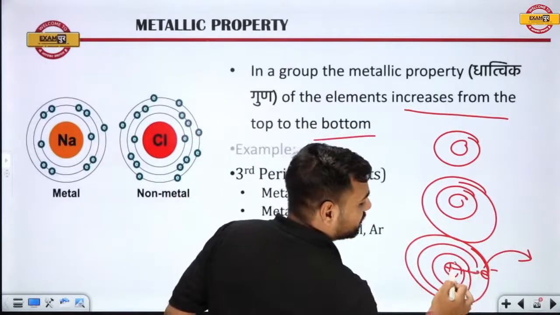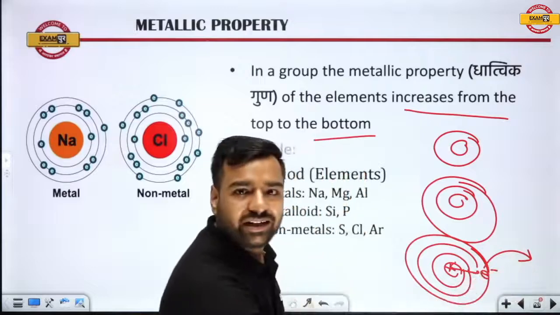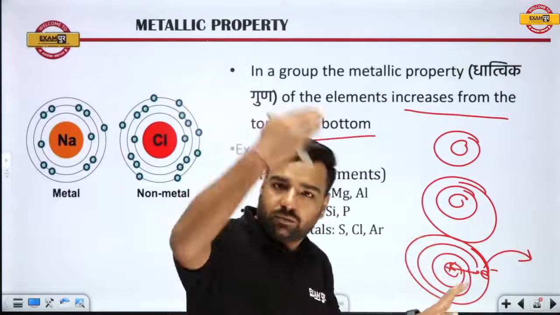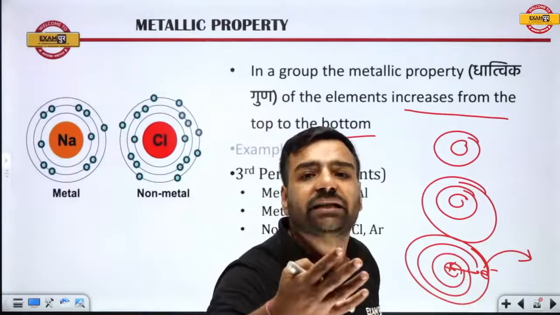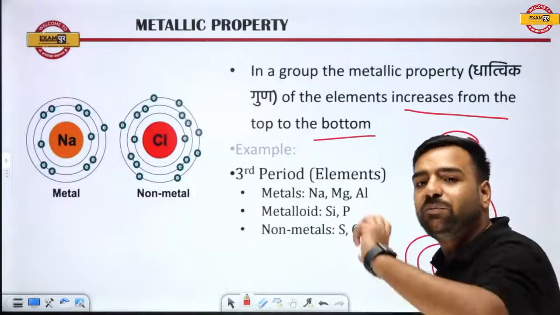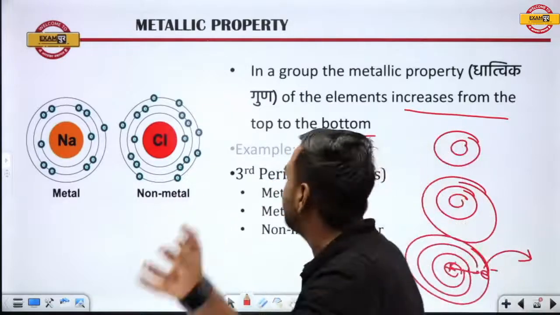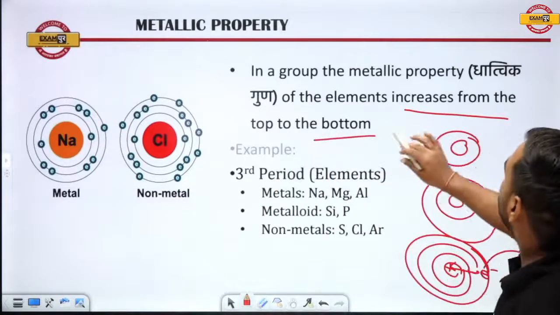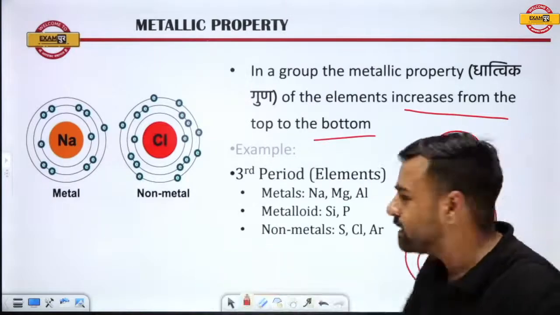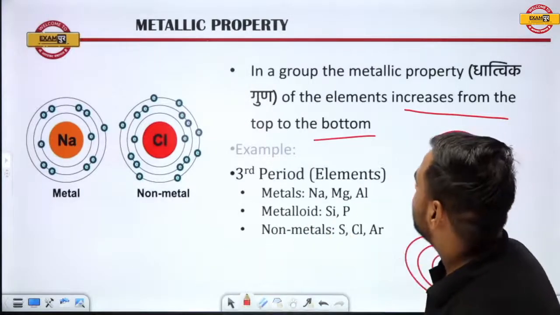Okay. So the distance is more, and the electron can easily be taken out. So if I go from top to bottom, in the bottom part it can be easily taken. That is, metallic property will increase from top to bottom. And it would be opposite when going from left to right. So yes, just have a look. In a group, metallic property of the element increases from top to bottom. Understood? So let's take an example.